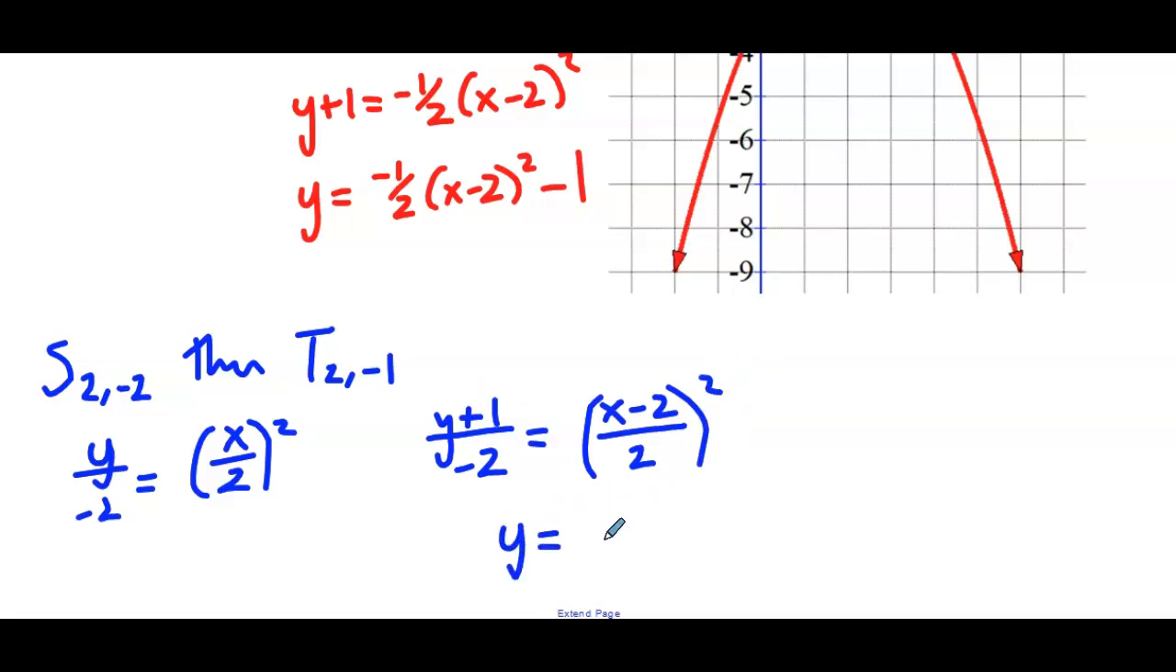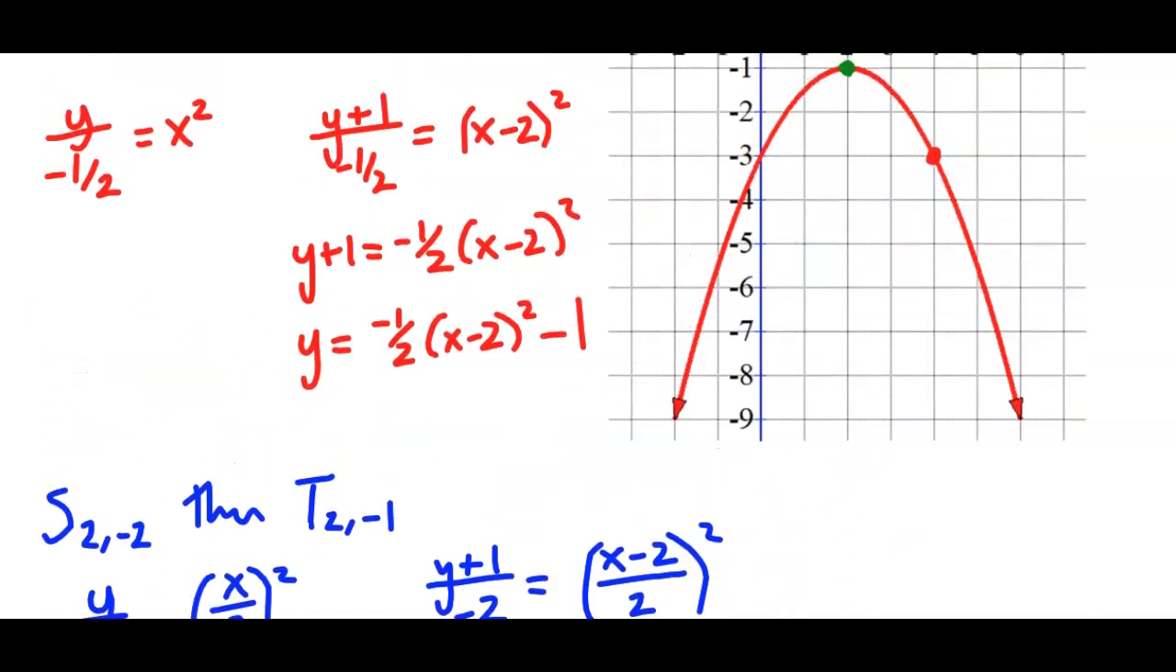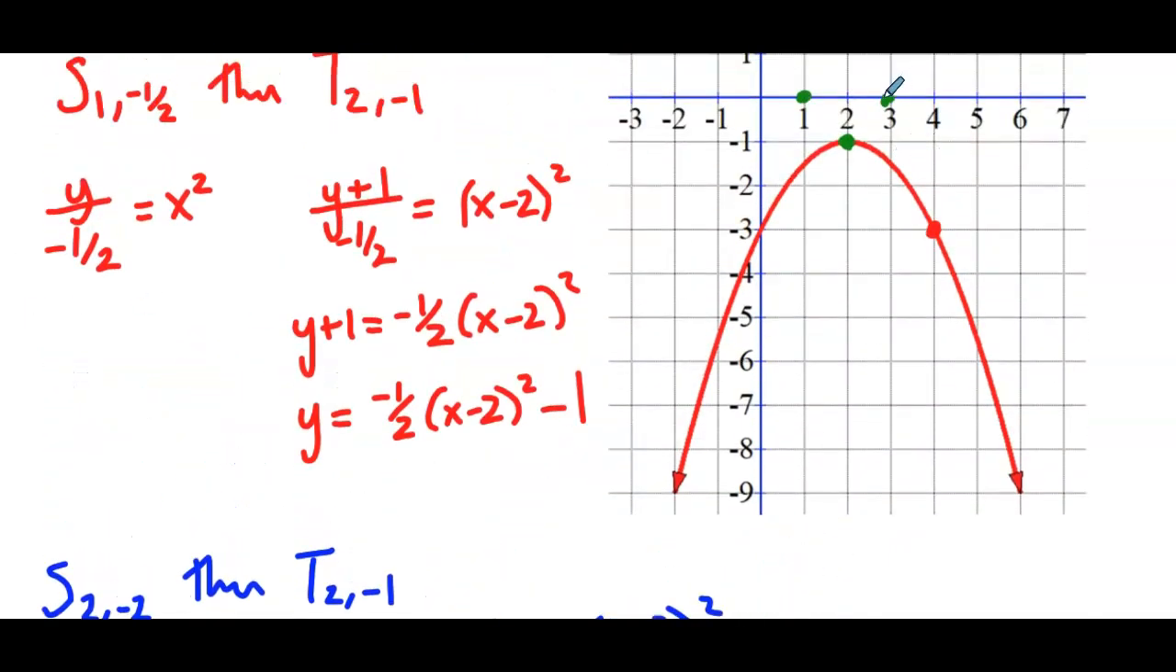So doing both steps at once, just in the interest of time here, we'd have negative 2 times x minus 2 over 2 squared minus 1. That would be another answer, which would also be correct. And again, this blue case is if you looked at 1, 1, compared it to 2, negative 2. Again, we're treating the vertex as the origin. So 1, 1 to 2, negative 2 would be a scale factor of 2, negative 2.